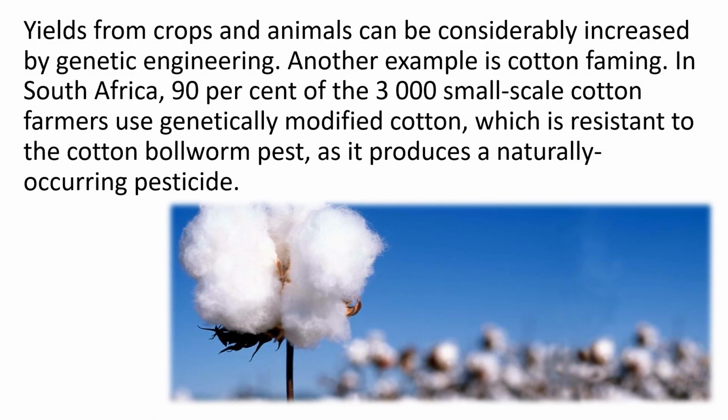Yields from crops and animals can be considerably increased by genetic engineering. Another example is cotton farming. In South Africa, 90% of the 3,000 small-scale cotton farmers use genetically modified cotton, which is resistant to the cotton bollworm pest, as it produces a naturally occurring pesticide.